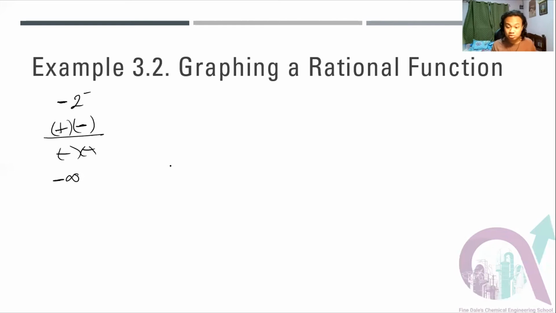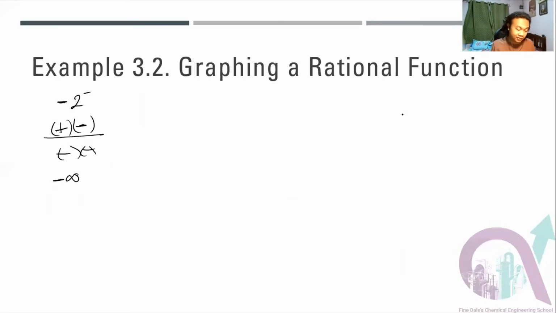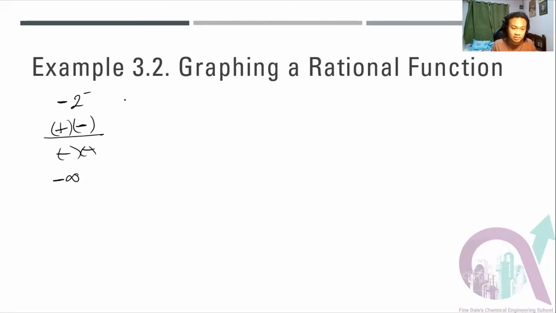So paubos siya. So kung gikan diri sa left, paingon siya sa negative 2, so paubos ang iyang trend. Okay? Ana siya pasabot ana. Next dayon, what if kung from the right na sad? So approaching negative 2 from the right.